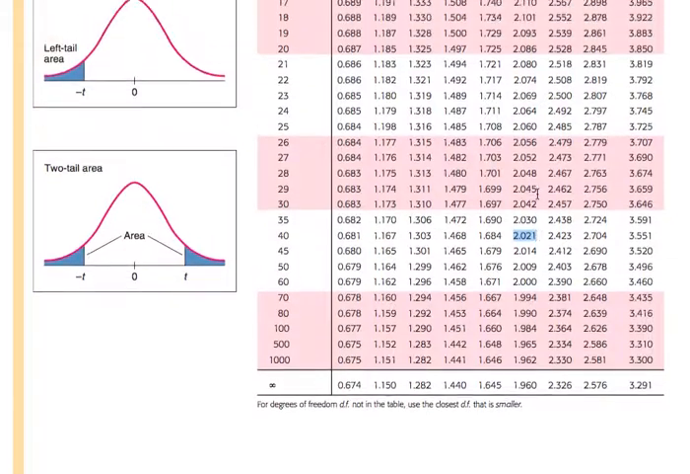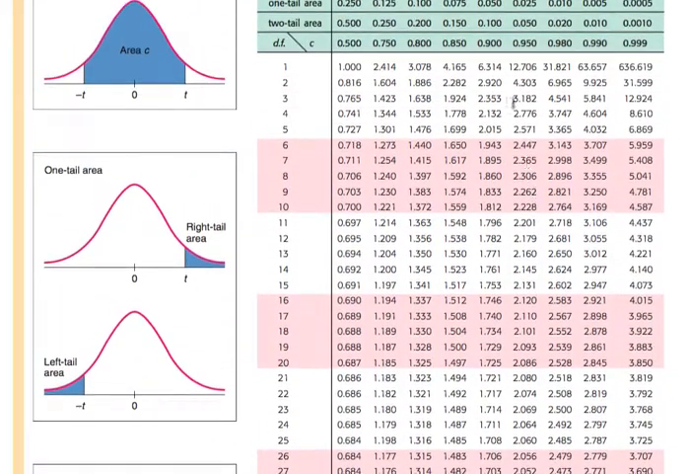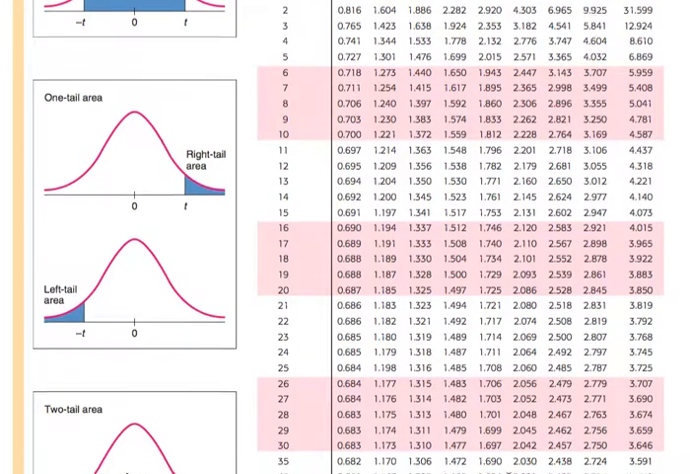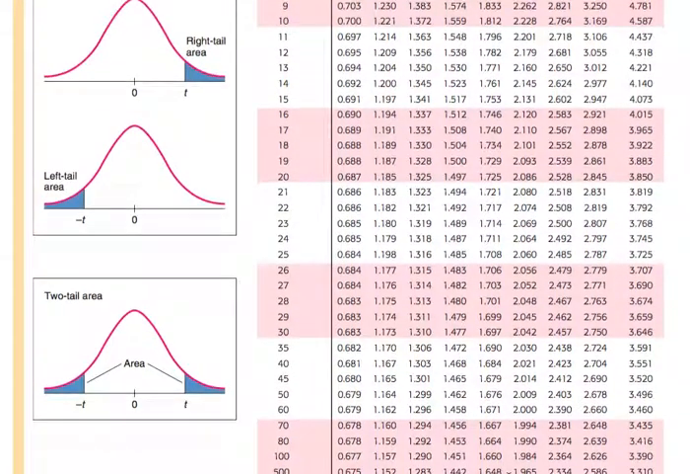Those first three were all for confidence level 95%. Let's look at what happens as the sample size grows and the degree of freedom grows. As I go down this column, the sample size is growing. What's happening to our t? Our t's are getting smaller and smaller and smaller.